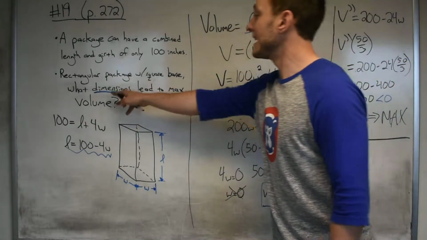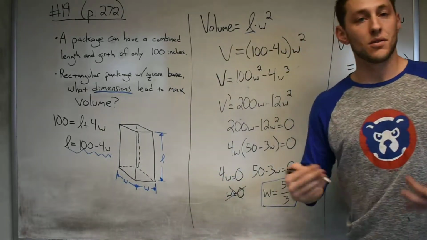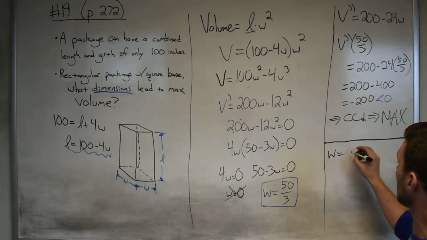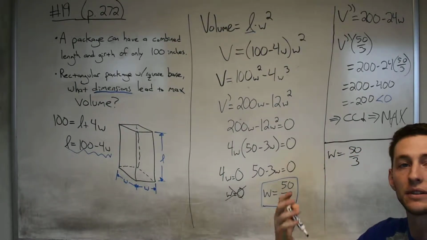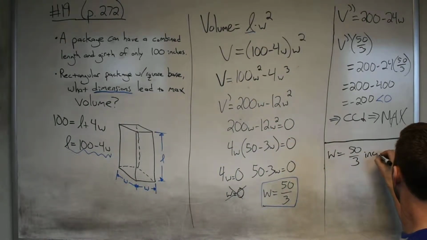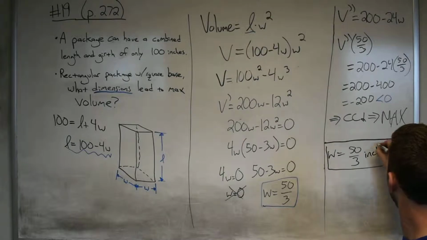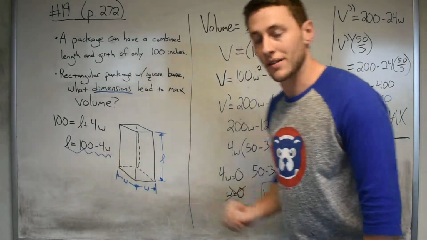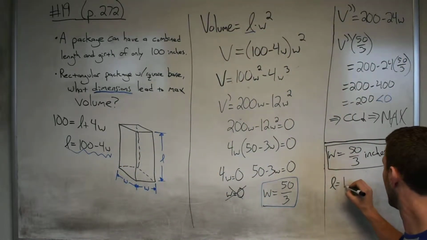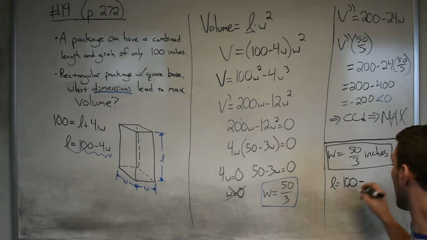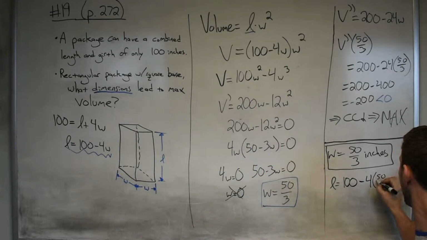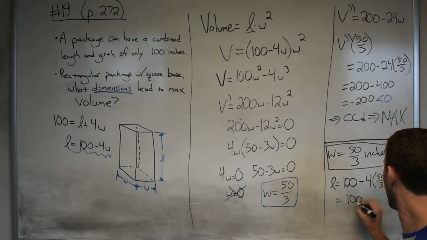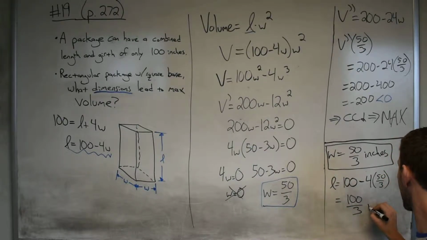Now since I'm asking for dimensions, and I have W, all I need to do is solve for L and the problem's over. So, W equals 50 over 3. Don't forget your labels, inches. And L better equal, let's plug it in over here, 100 minus 4 times 50 over 3, or just 100 over 3 inches.